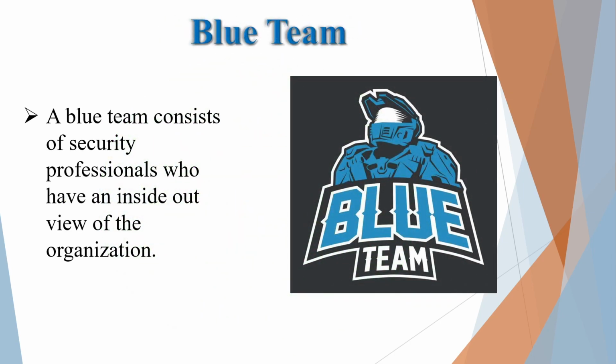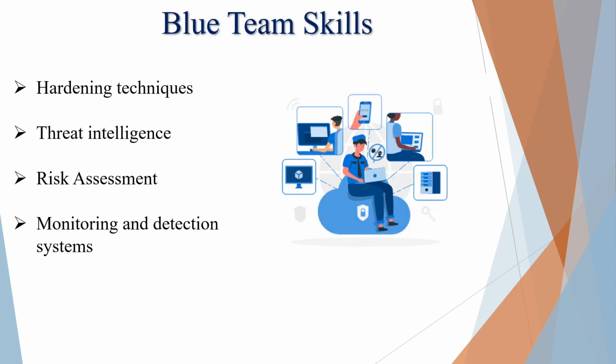Now, let's see what is a blue team. A blue team consists of security professionals who have an inside out view of the organization. Their task is to protect the organization's critical assets against any kind of threat. Now let's see what are the blue team skills. The first skill includes hardening techniques. Next, a blue team member should have a knowledge of threat intelligence. Moreover, he should also have a knowledge of risk assessment and he should also be able to monitor and detect systems.